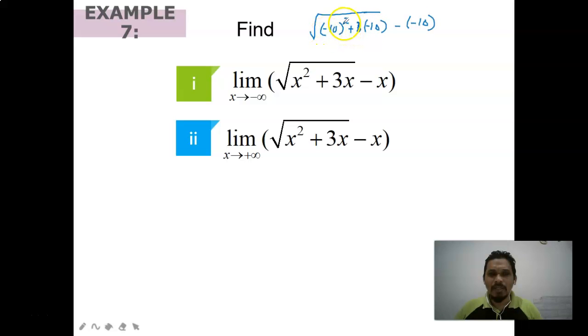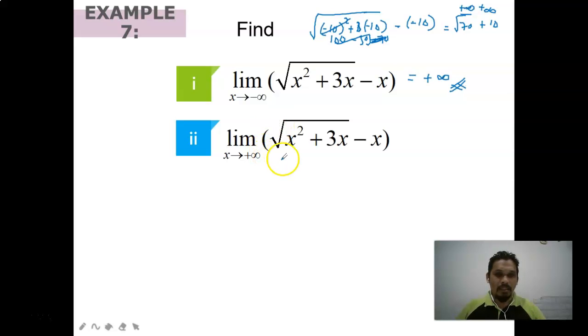Okay, so negative 10 squared equals 100, and then 3 times negative 10 is negative 30. So 100 minus 30 equals 70. So this equals the square root of 70, which is still positive infinity. Negative times negative is positive, and 10 is still positive infinity. So positive infinity plus positive infinity is positive infinity.